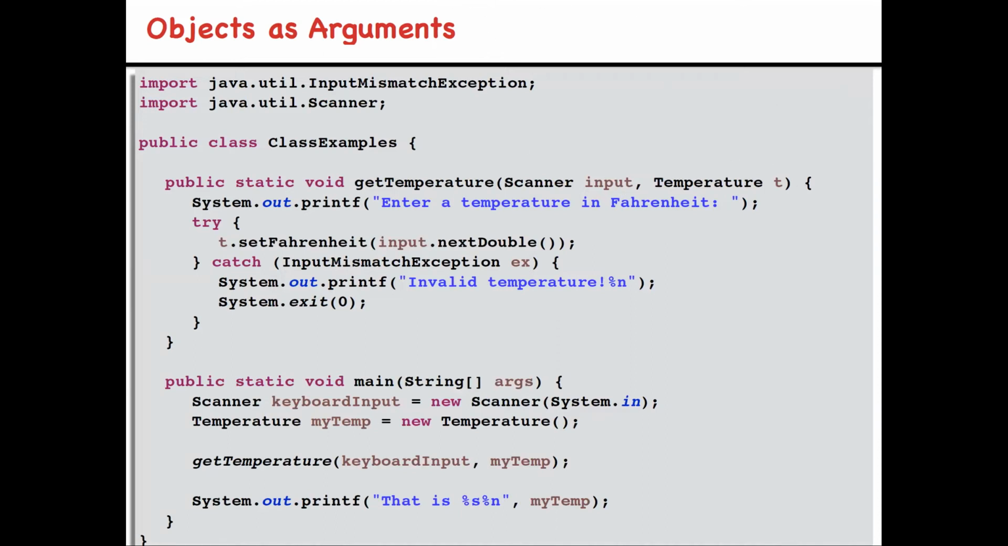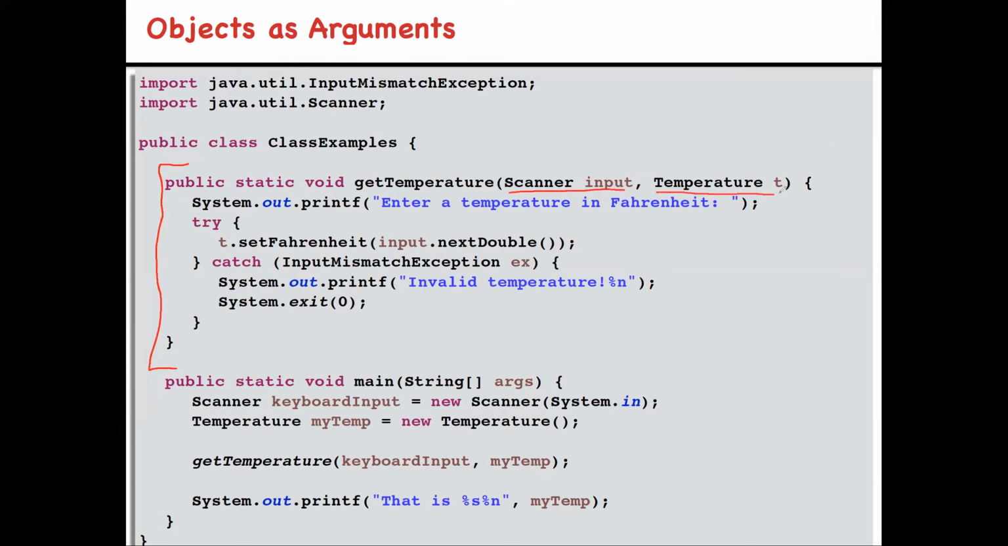So let me grab the annotation here. So this first piece here is a method. It has a scanner and this temperature object as parameters. And then it uses those in a specific way inside the method. It's not really important how it uses it. It's just we can take in a scanner, we can take in a temperature object.